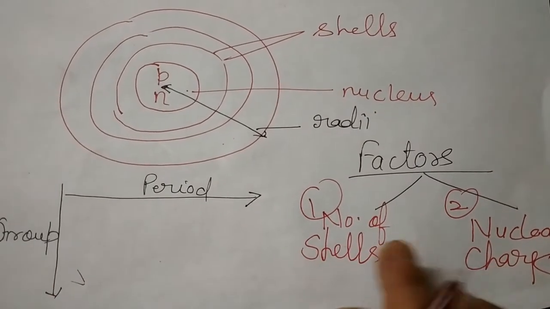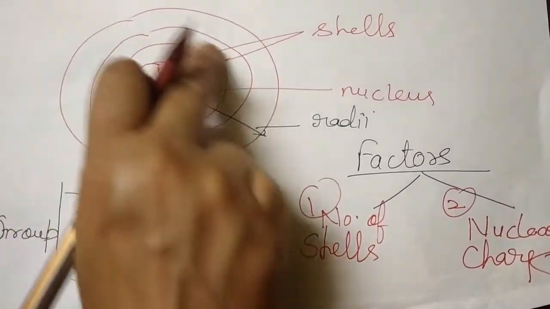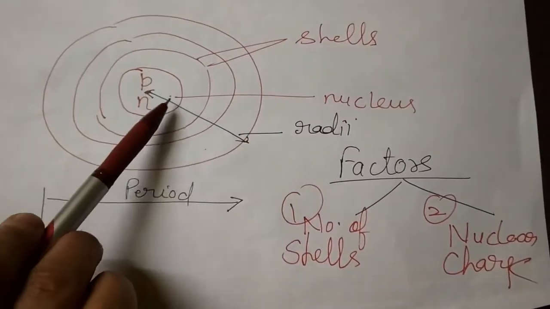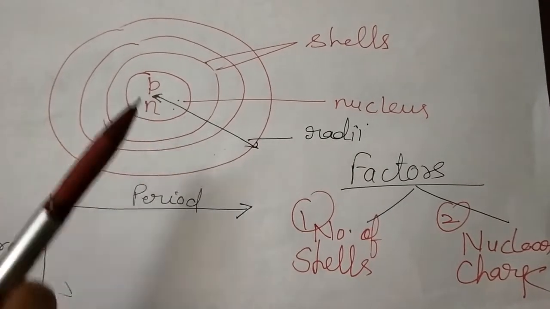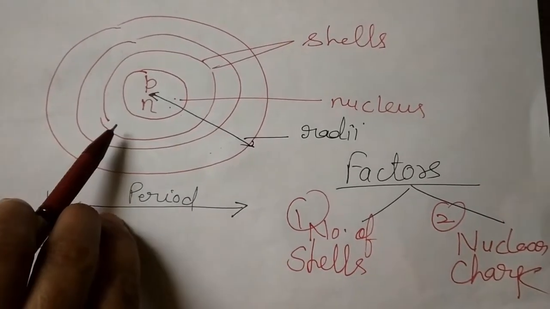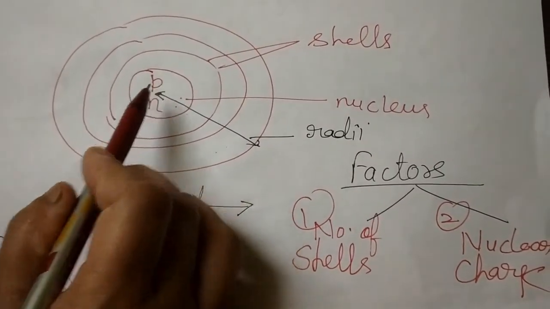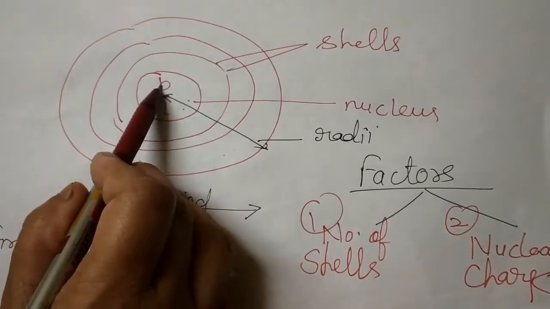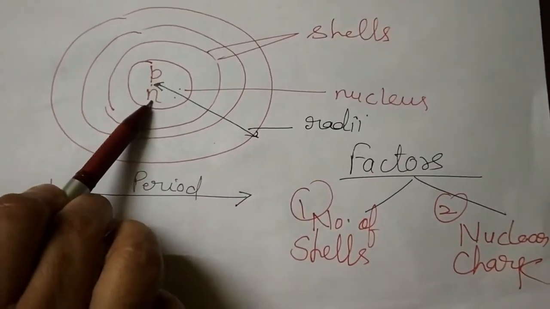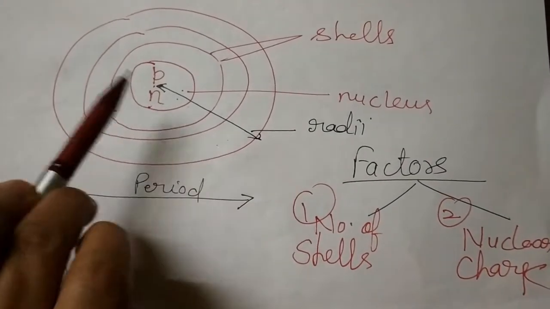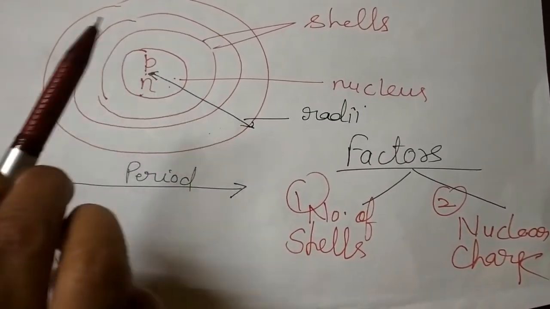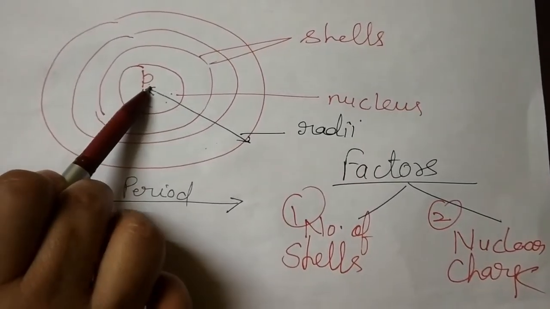Now, both the factors, first you see what these are. Number of shells means in an atom we have to see how many shells are there. For example, in this diagram of an atom that I have drawn, this is the nucleus part. We have 1, 2, 3 shells. Nuclear charge means inside the nucleus, what particles are present? Proton and neutron. So we consider protons as the nuclear charge, not the neutrons, because neutrons are neutral. They have nothing to do with the charge. So since protons have the positive charge, we consider nuclear charge as the number of protons.